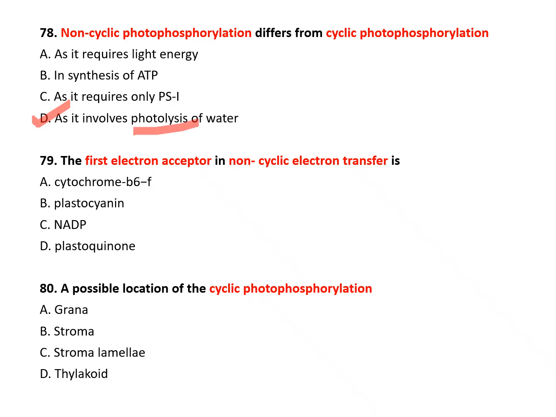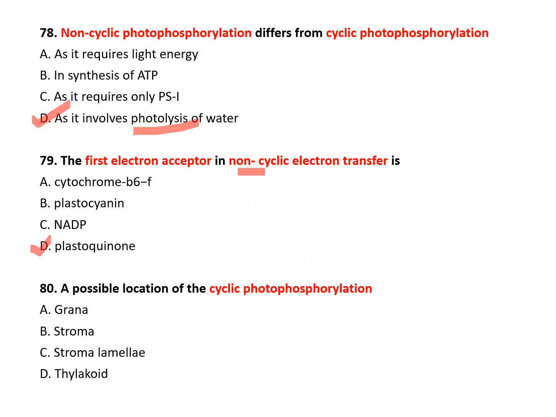The next question, number 79. The first electron acceptor in non-cyclic electron transfer is option A cytochrome b6f, option B plastocyanin, option C NADP, option D plastoquinone. The correct answer is option D, plastoquinone, which is very important.